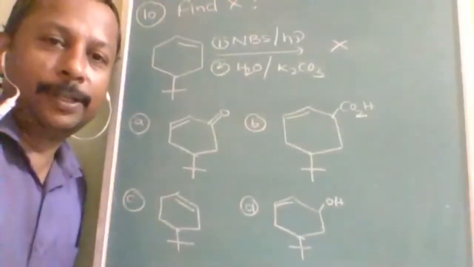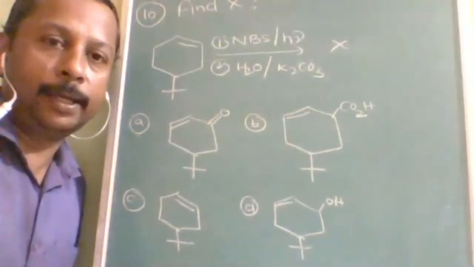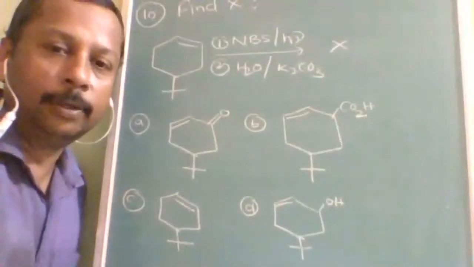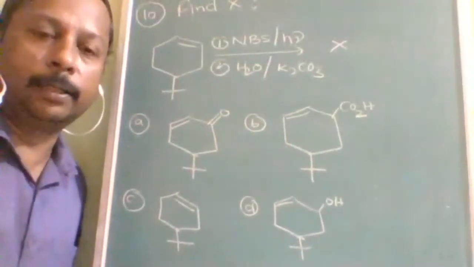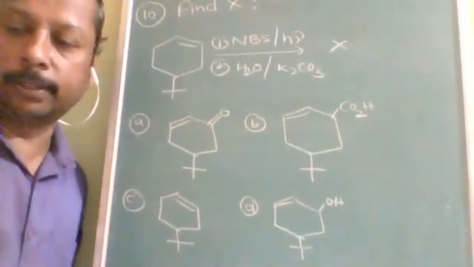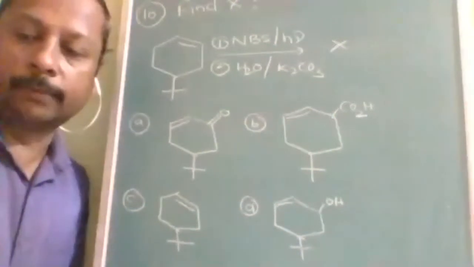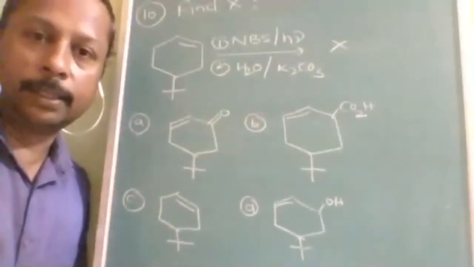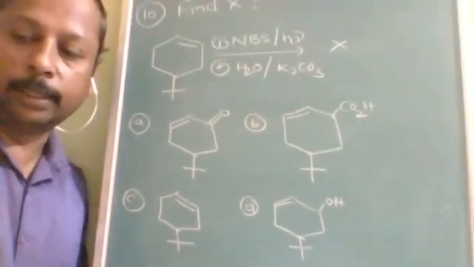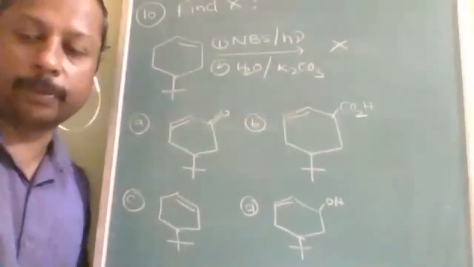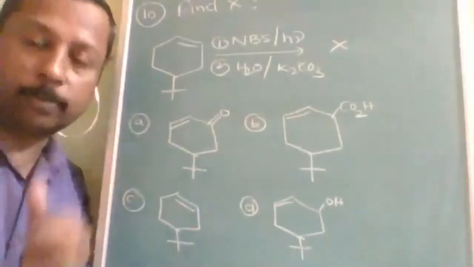Okay. Final question, but very, very important, a very typical question. Find X. The reaction takes place in 2 steps. After completing both steps, you should be able to identify the product. After NBS in presence of hv, what is the product? And after that, when it is treated with H2O and K2CO3, what rearrangement takes place? You should give the more stable product. Let's see whether you will be able to do it or not.